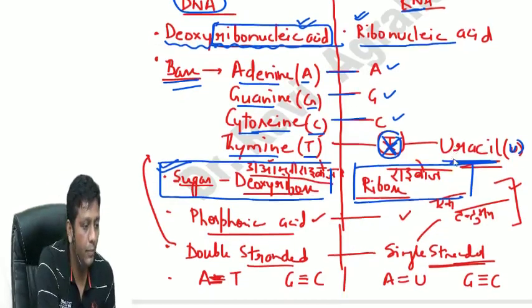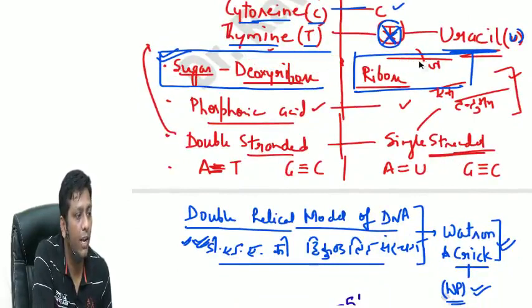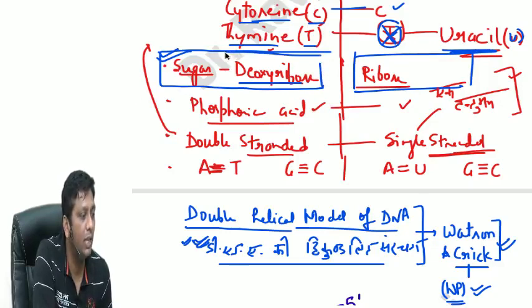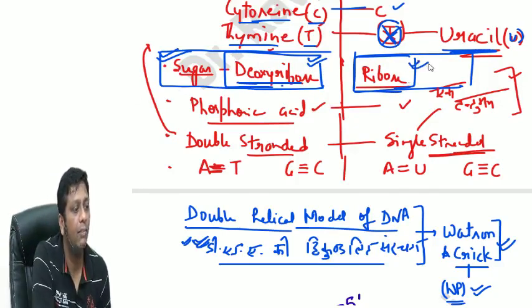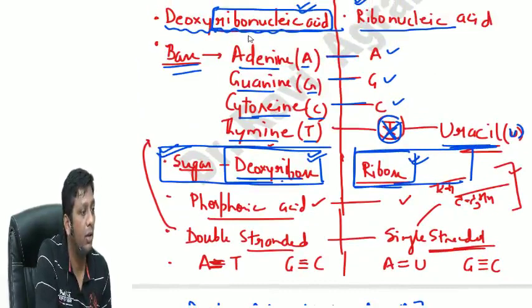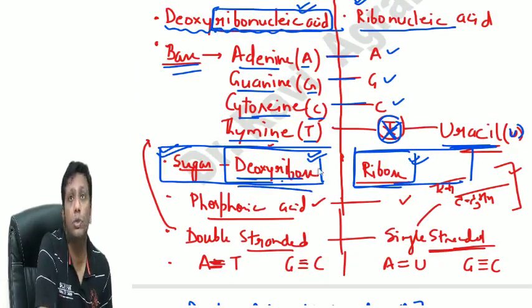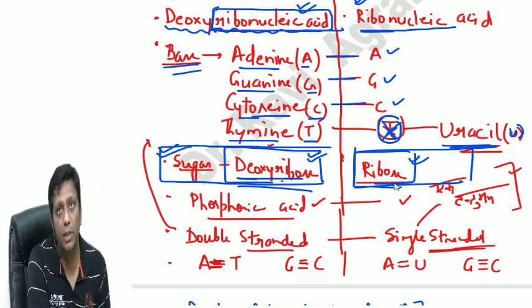Next point. Which sugar is present in DNA? Because DNA and RNA, after bases, also have sugar. So if I ask you which sugar is present in DNA and RNA, DNA has deoxyribose sugar and RNA has ribose sugar. The name is given on the basis of the terminology of ribose and deoxyribose. Deoxyribonucleic acid has deoxyribose sugar; ribonucleic acid has ribose sugar. The names are very similar. I hope you will never confuse these terms.